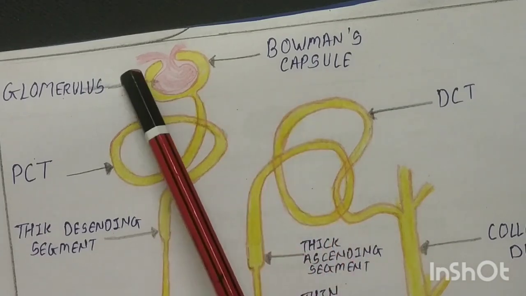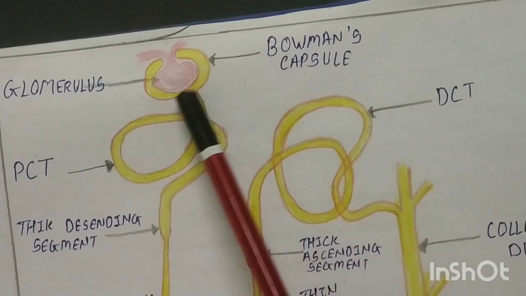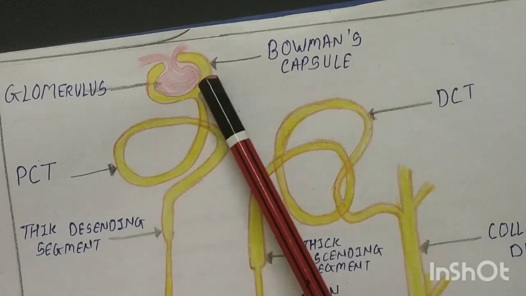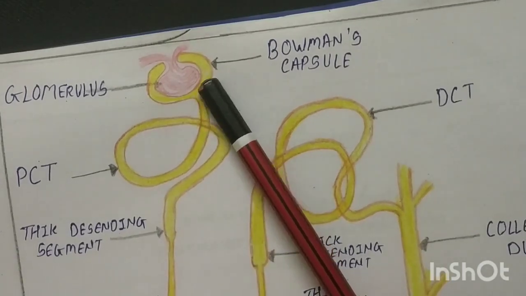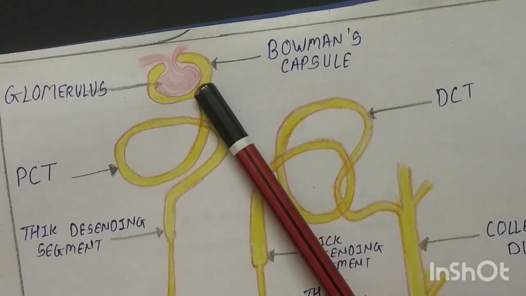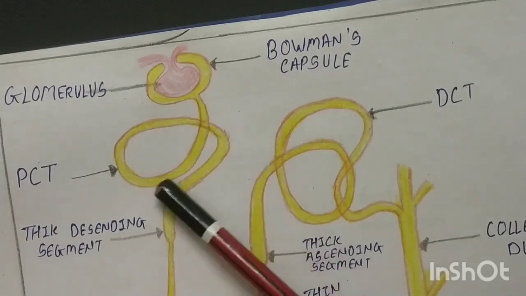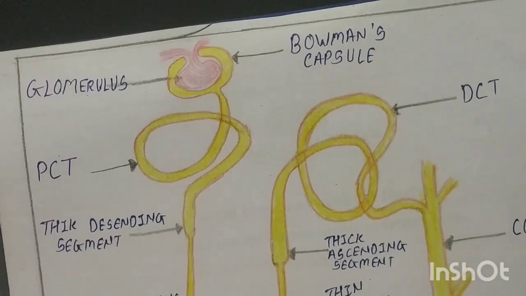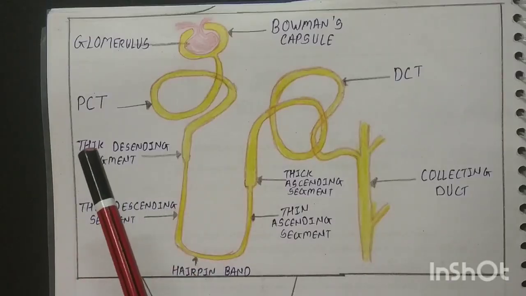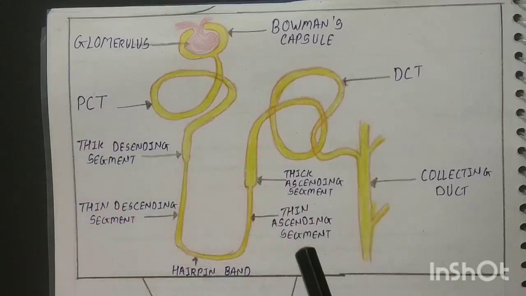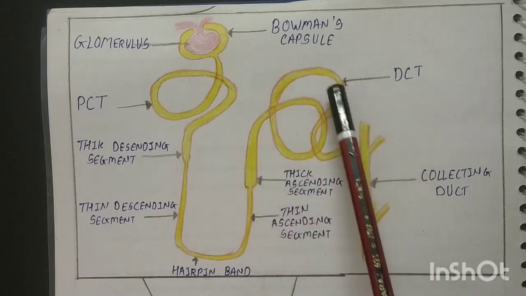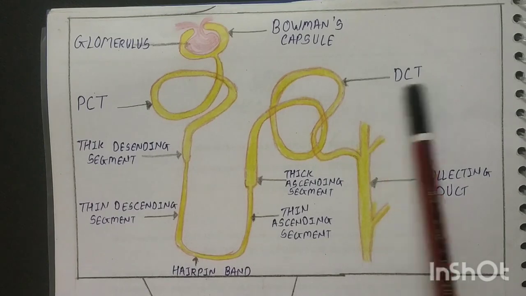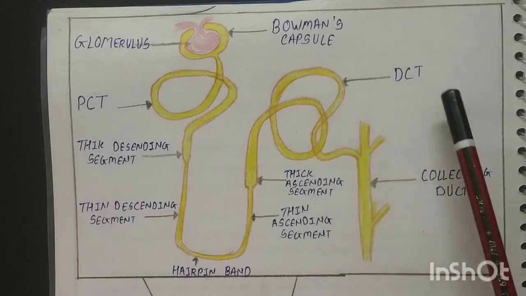Okay, and the Bowman's capsule is lined by two layers. The first layer is very closely related to the glomerulus, and the second layer is away from the glomerulus, but it forms the tubular portion of the nephron. Now you can see here that the PCT means the proximal convoluted tubule, and you can see the same thing, the DCT means the distal convoluted tubule.